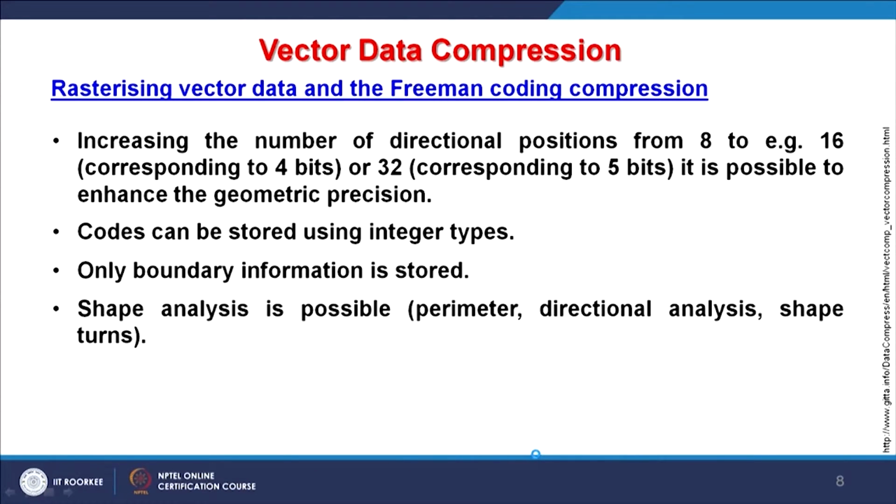Now, when we say shape, it means we are talking about the vector data, and once we have the data in that format, then perimeter, directional analysis and shape analysis are possible, and it is possible to estimate their length and perimeter, etc. And this concept can also be used for raster to vector conversion.